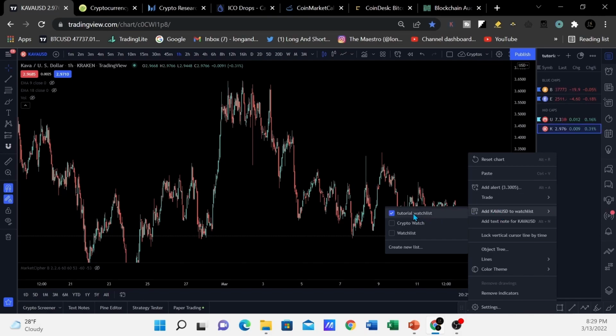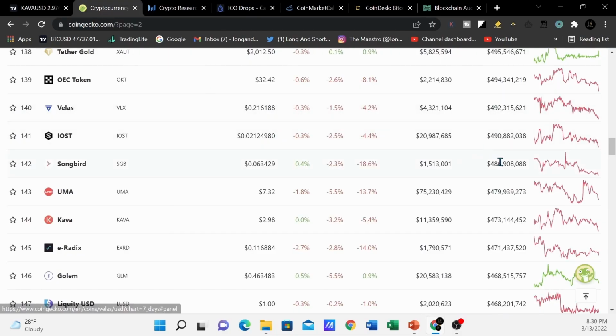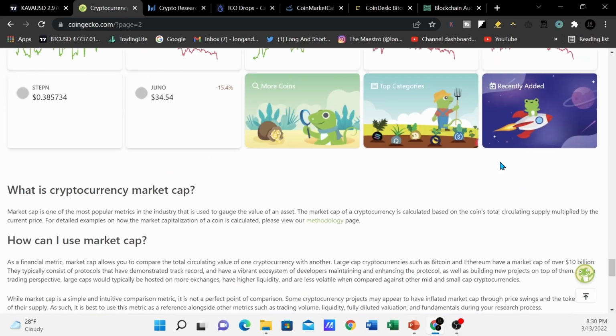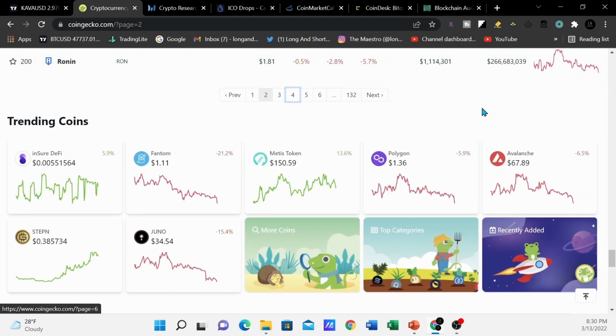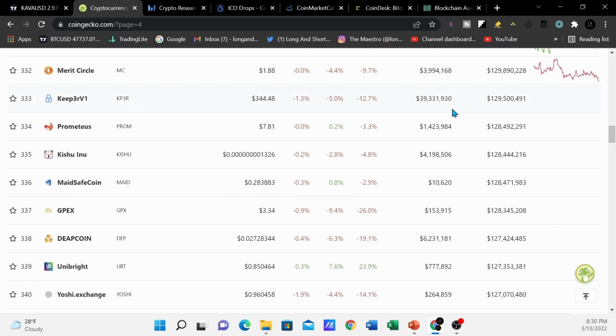We're going to add this to the watch list, and we're going to give it a designation here and tag it. These are mid-cap coins, and eventually you'll get around to smaller cap coins. So what is the area for small cap coins? We've got to go way down here, and let's go to maybe page 4. And smaller caps, we're talking about less than 100 million.